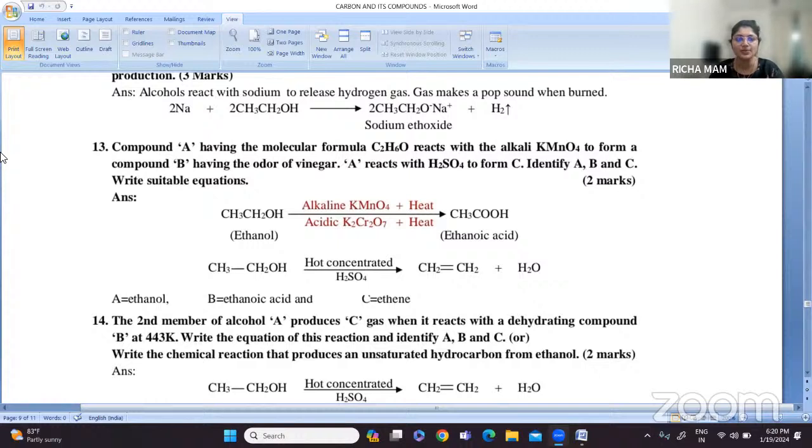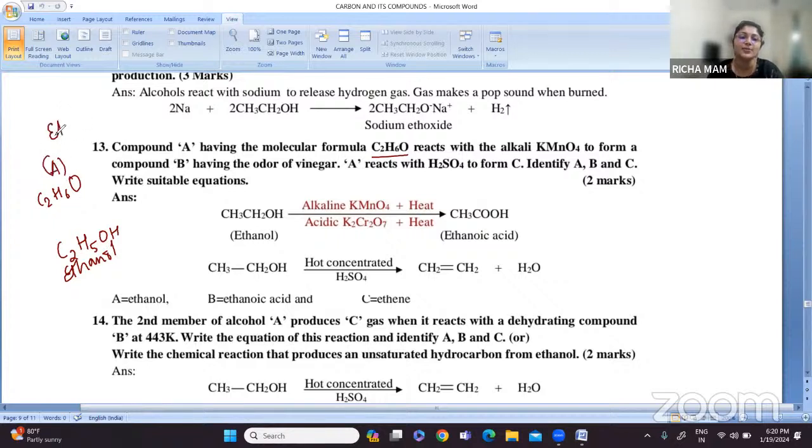So just see the compound. Where is the molecular formula? It is C2H6O. Okay, so C2H6O is C2H5OH. Does it resemble your C2H6O? Yes, it is ethanol. So what is your starting compound A? Your compound A is ethanol.